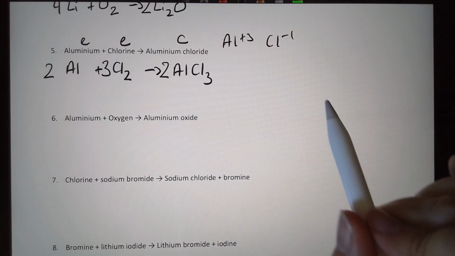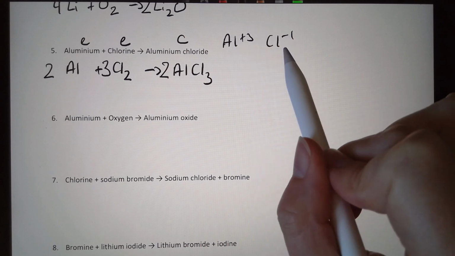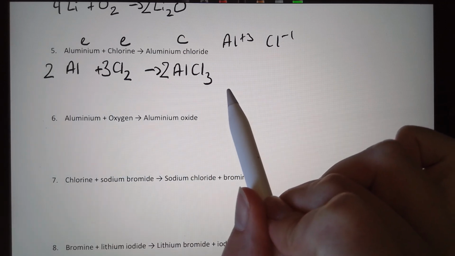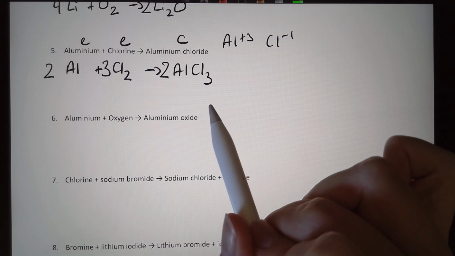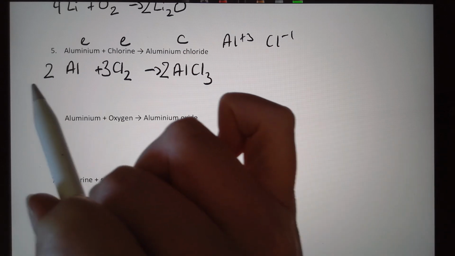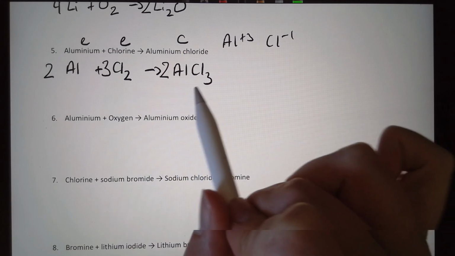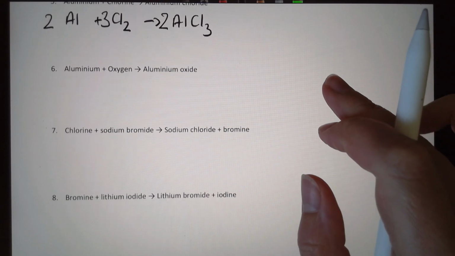So notice when I'm writing my equations that I might have charges up here to help myself work out the ionic formula, but I never have any charges in my actual equation. If you're asked for an ionic equation, you would need to include charges, but for a normal, fully balanced equation, we are not including any charges in our equation, although we might use them for rough work.